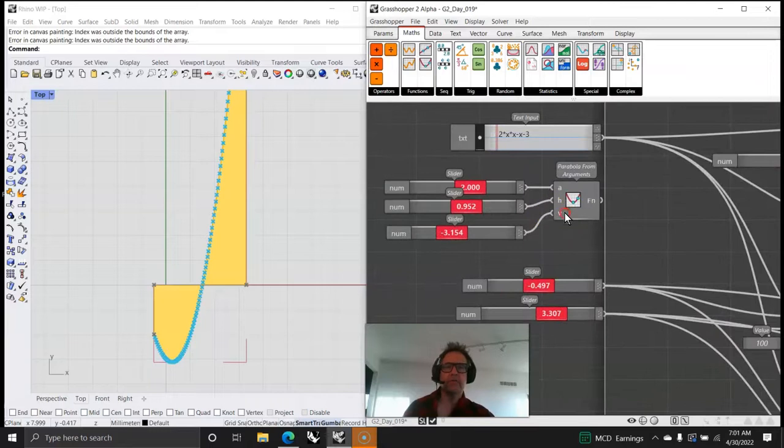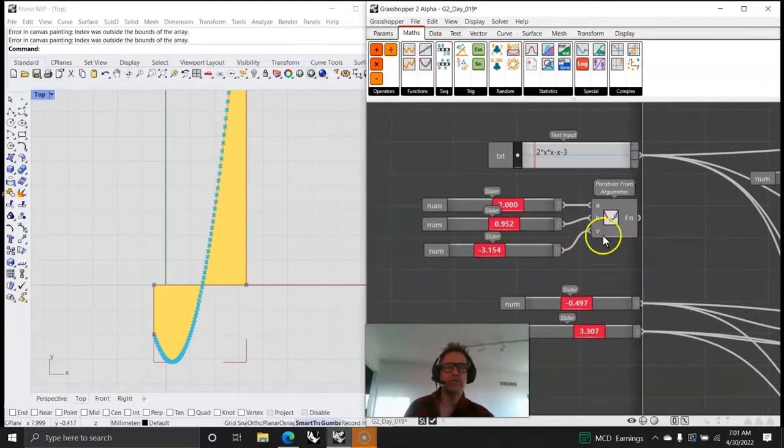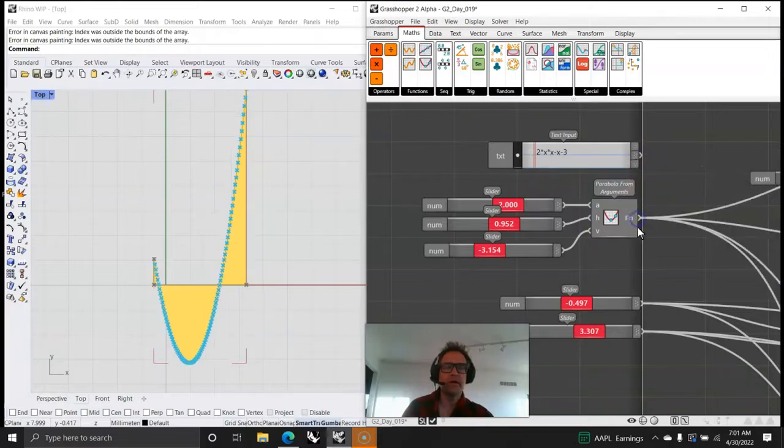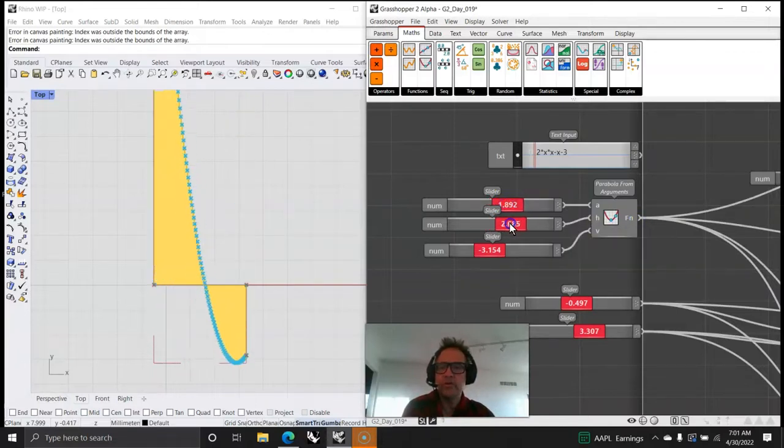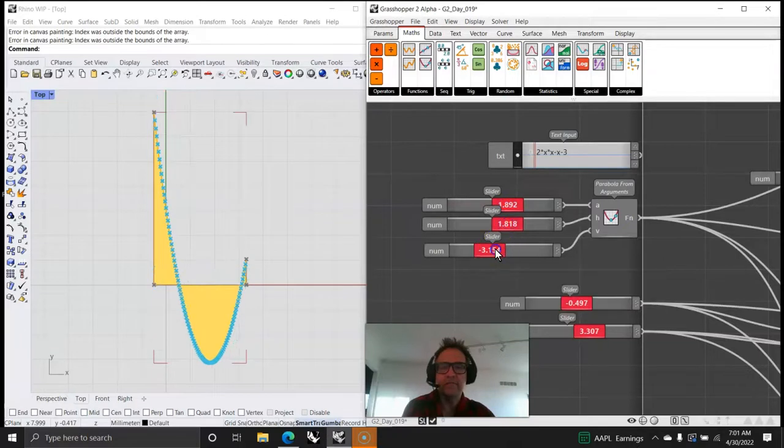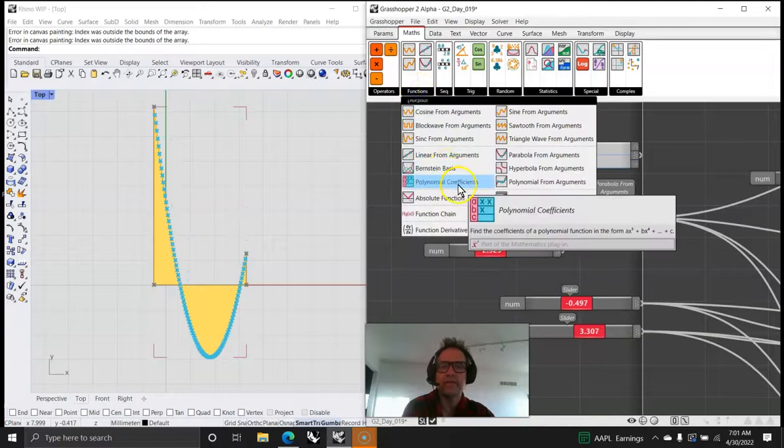And then the only other thing I really did was I took the formula and put it into one of these beautiful parabola from arguments, which Daniel, Christoph, and myself were working on in the Dominion plugin, but it's nice to see it's over here in Grasshopper 2. So you can really start and stop, really consider what you want to do as a geometry and have parabolic control. And you can do that with any function that they're offering you throughout the math tabs.